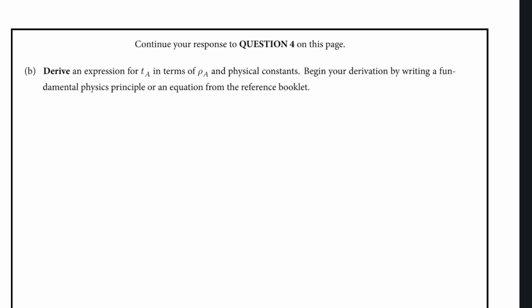So what we know is that by applying Newton's law of gravitation, we once again know that the net force acting on an object, in this case, is going to equal the gravitational force.